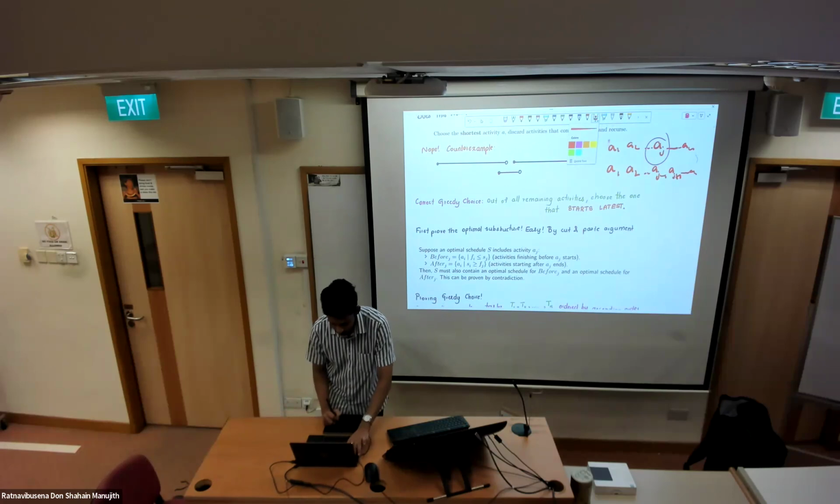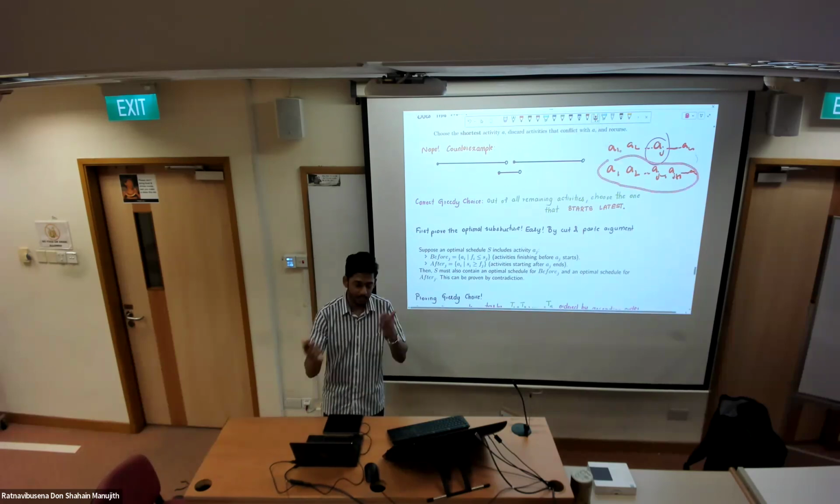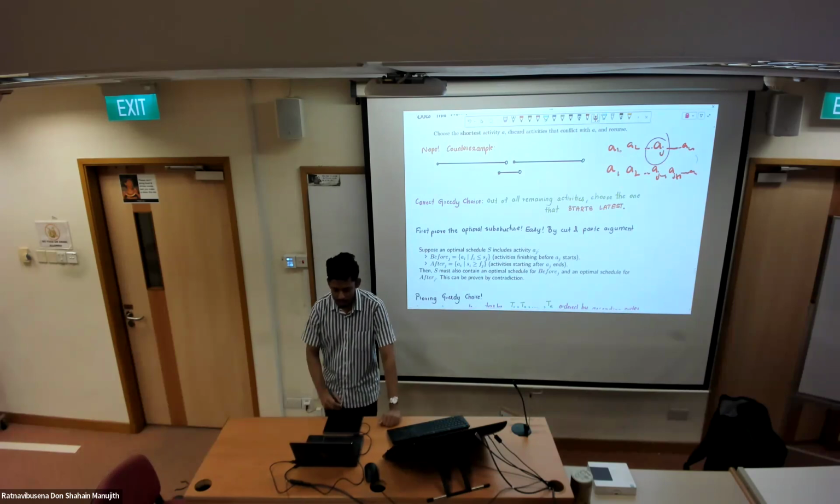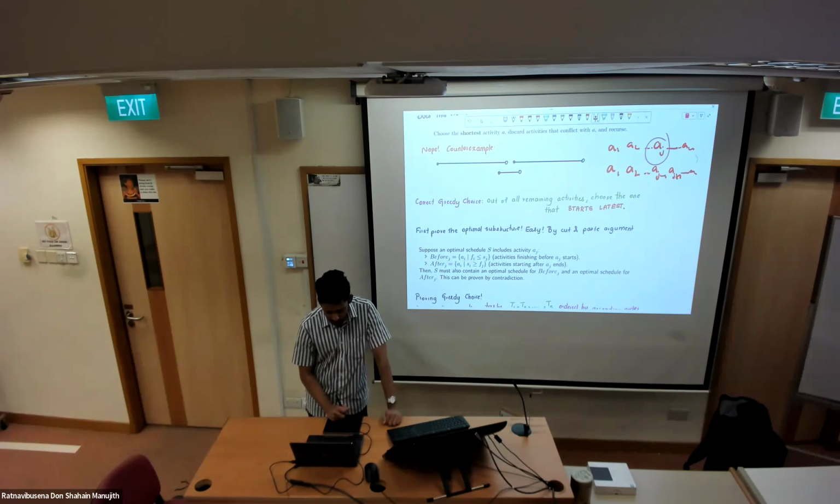Now we have to choose activities from the remaining activities, right? So you can classify these activities into two sets: the ones that finish before AJ starts, and the other activities that start after AJ ends. If AJ starts here and ends here, then all the activities that come before, you put in before, and all the activities that come after, you put in after.